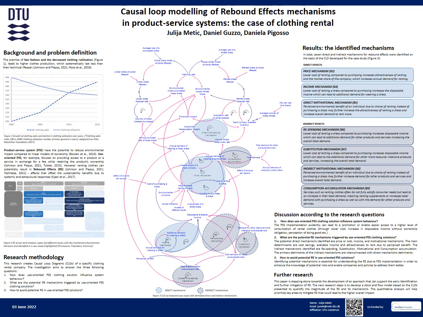Further, perception of doing good could increase the attractiveness of this business model and lead to increase in overall demand for renting the clothes, which is described as direct motivational mechanisms, or lead to demand for other products and services, which is described as indirect motivational mechanism. Moreover, renting clothes does not 100% replace the linear consumption, as it doesn't fully satisfy all consumer needs, which is identified as consumption accumulation mechanism. More detail and description can be found, of course, on the poster.